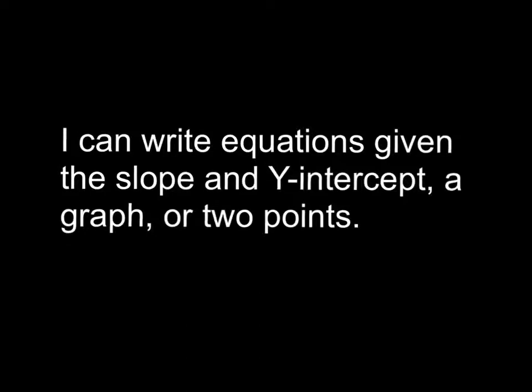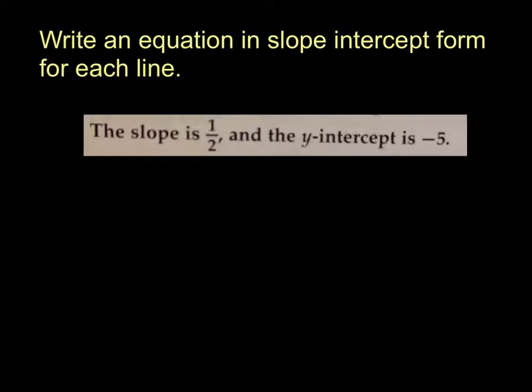Today's learning target is I can write equations given the slope and y-intercept, a graph, or 2 points. So today you're going to be asked to write an equation in slope-intercept form for each line, and it's going to give you the slope and the y-intercept. To do this, we're going to start with our slope-intercept form. So we know that y equals slope times x plus b, the y-intercept.